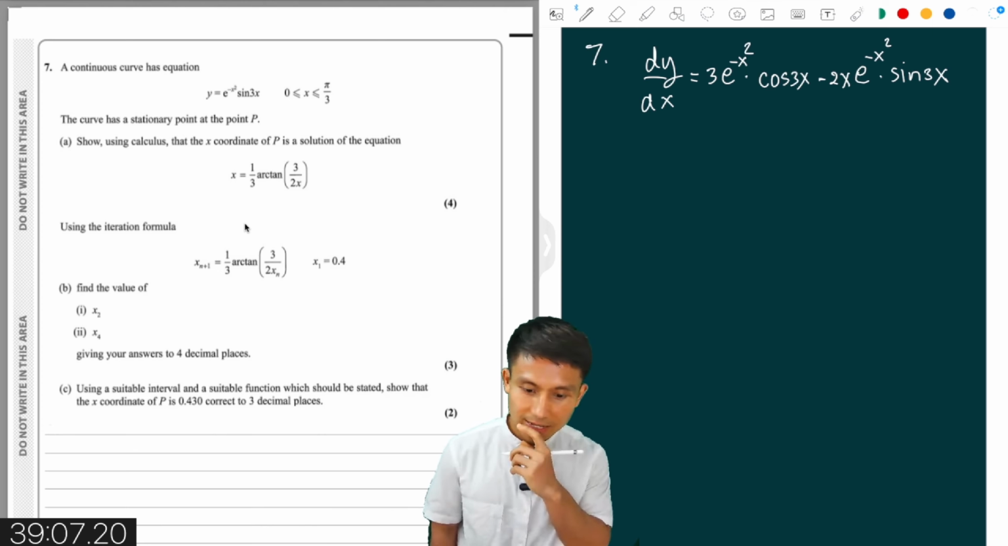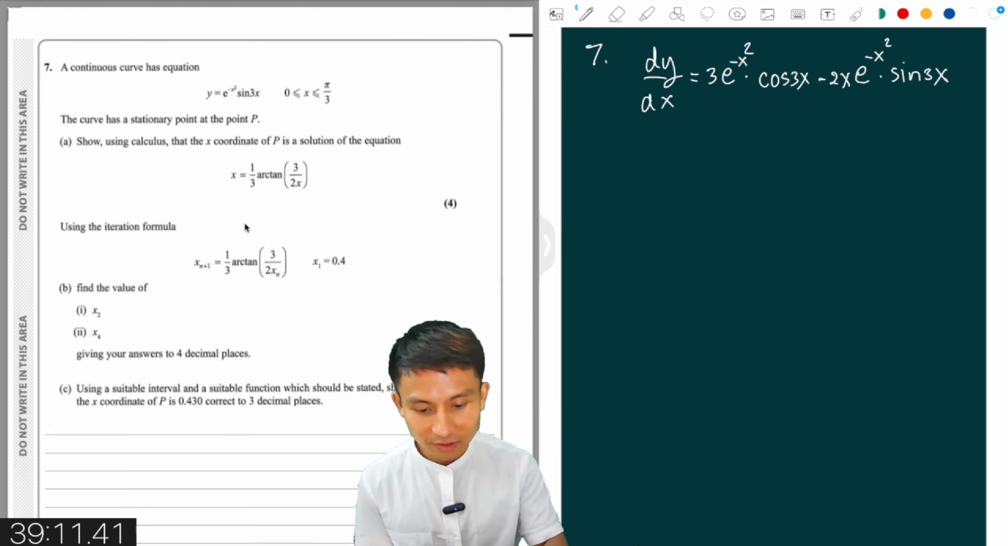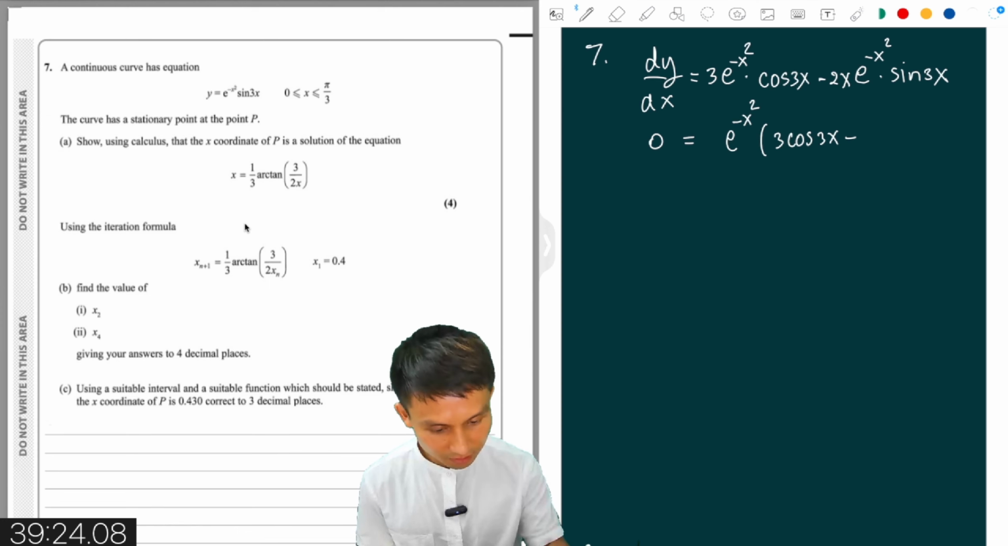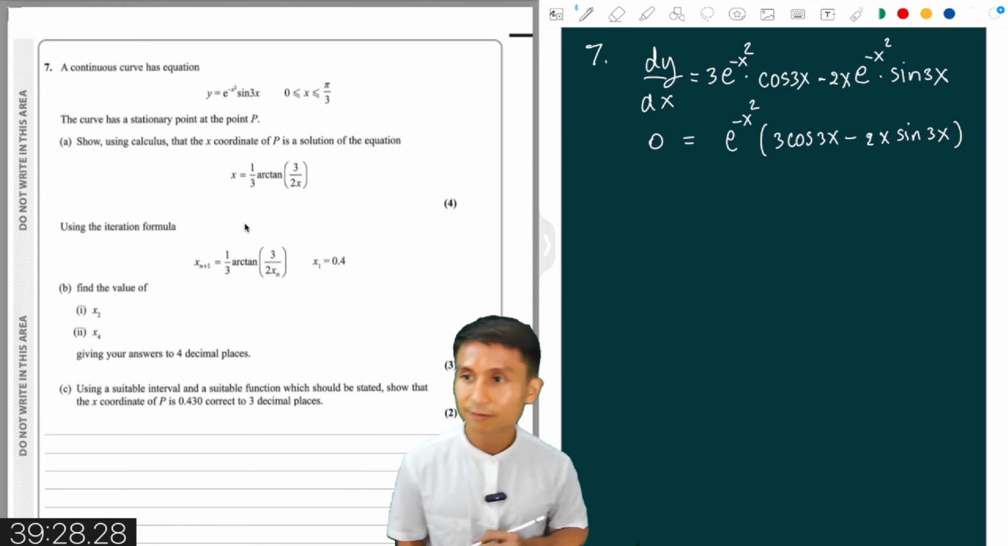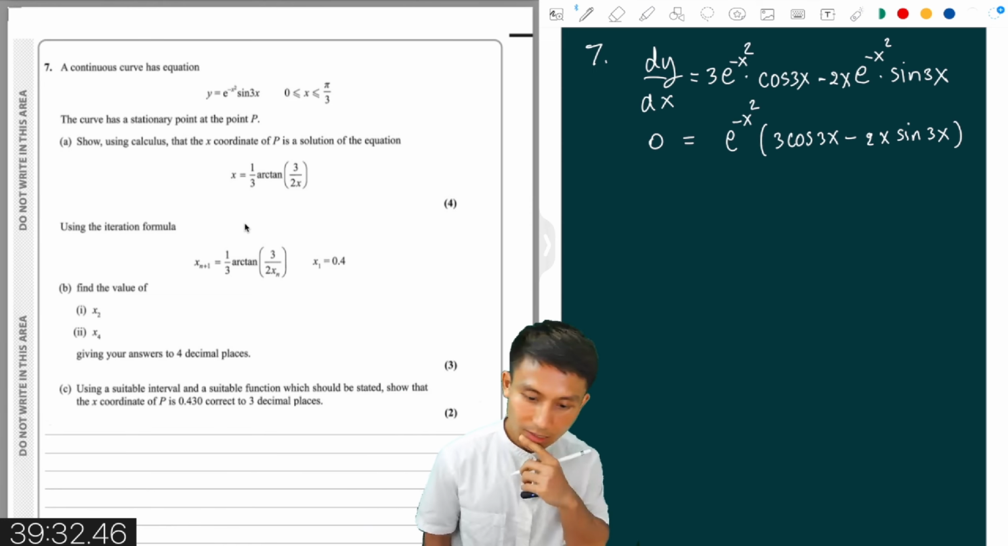Okay. And now, because we want the stationary point, we equate this to 0. So I do 0 equals, while also taking e to the minus x squared out, with the trig function inside there. That is 2x sine 3x, right? Yeah? Everything's good? All right.